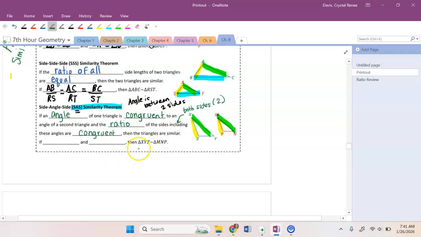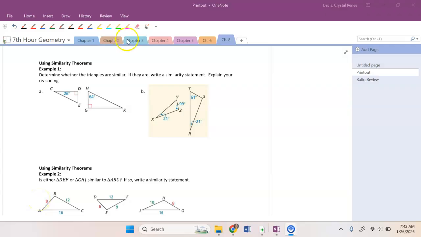So in this case, if xz over mp is equal to xy over mn, and the angles are congruent, so angle x is congruent to angle m, then the triangles are similar. Okay, but remember, this all comes down to it has to be the included angle that we know is congruent. The angle has to be in the middle. All right, so let's look at some examples.